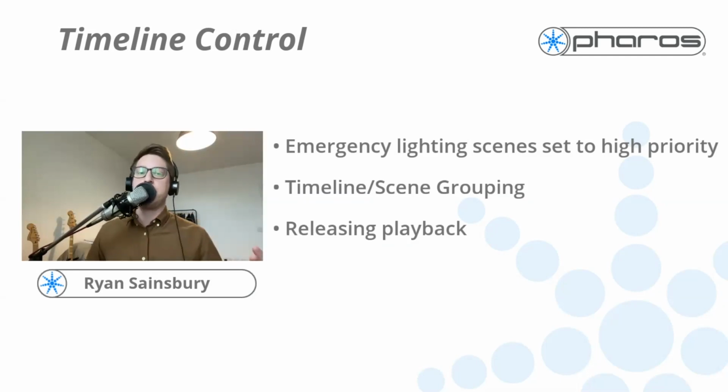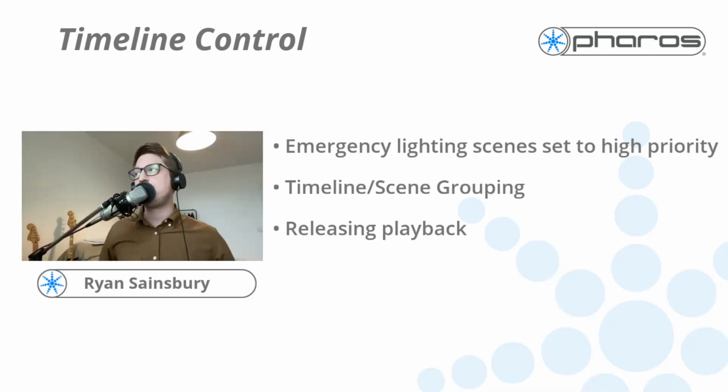And what this effectively means is that if your emergency lighting scene, your timeline, is running at a high priority, any other timelines, any other lighting scenes of a lesser priority cannot override that emergency system or that emergency lighting playback, which obviously is very important. So just to recap, we have different priorities within Pharos. There's 5 in total, which I'll show you, and I'll show you how to assign them to a timeline, but just have your emergency timelines set to high, and then any other timelines or lighting scenes set to a lesser priority.